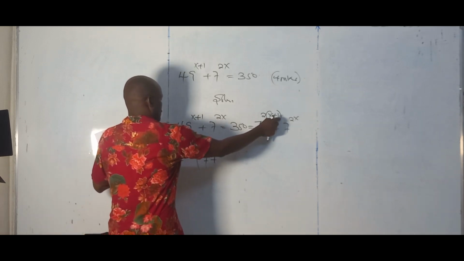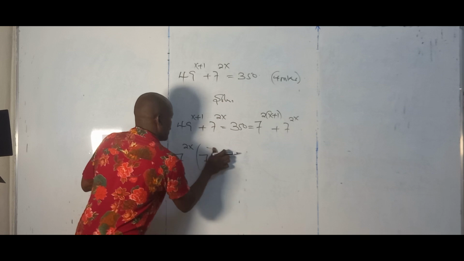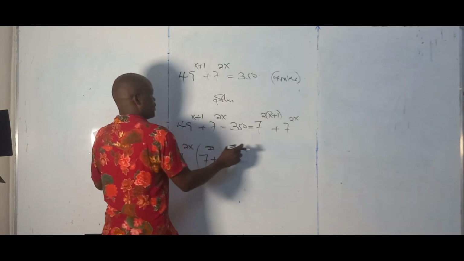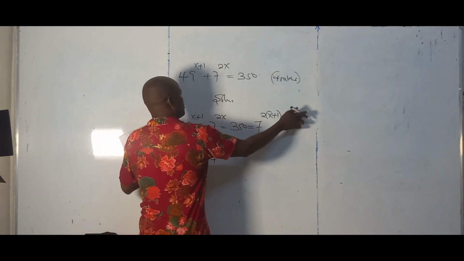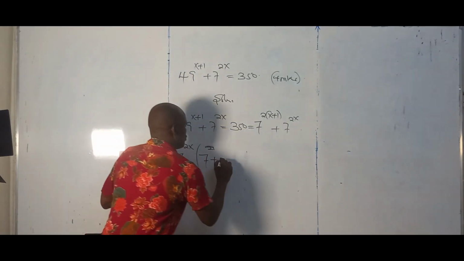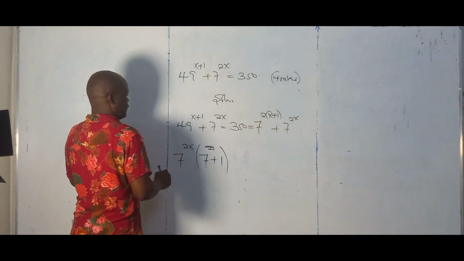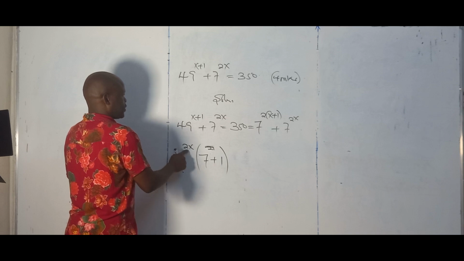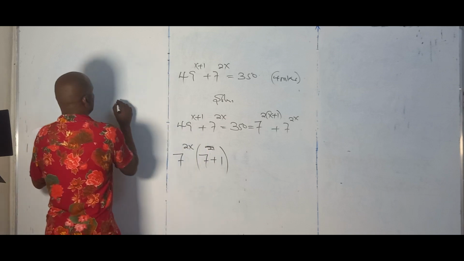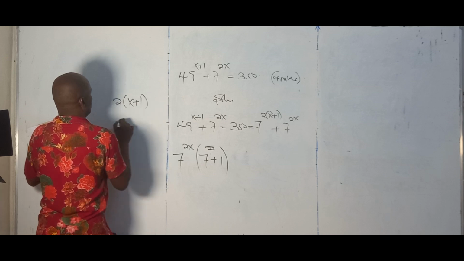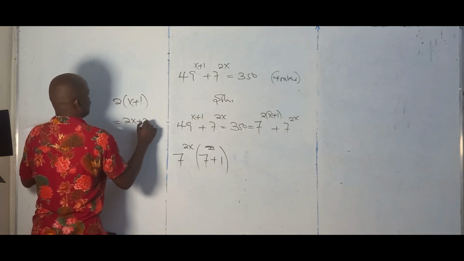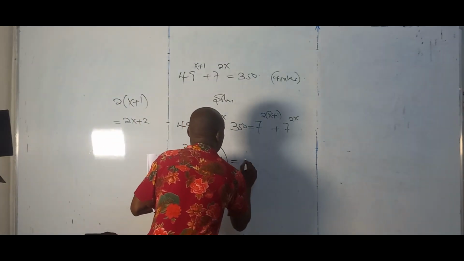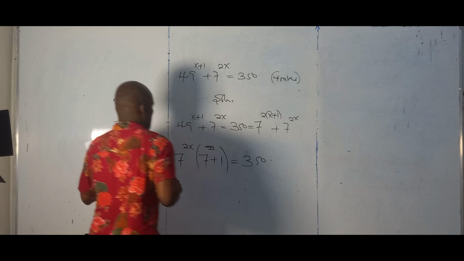Then there is another 7 squared. So this becomes 7 squared plus, but you see, this is just 7 raised to power 2x, so I just put 1 here. If I open up this bracket, it will be 7 raised to power 2x plus 2, because 2 into x plus 1 should be 2x plus 2. That's what I should end up with. That should give me 350.